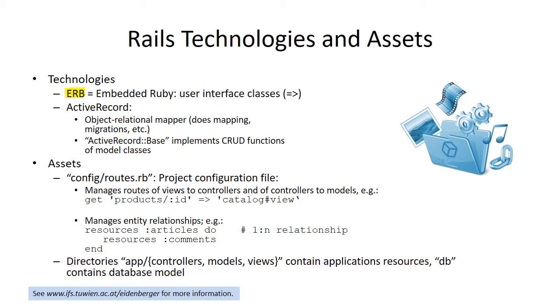And the fundamental CRUD functions are implemented in the base class and can be extended by you, of course. These are two fundamental technologies for the one end and the other end. For the controller, apparently the most important technology is the Ruby language itself. So what assets do we have? The most important asset is a file called roots.rb, standing for Ruby. In the roots file, you define all the resources and their relationships in your projects.